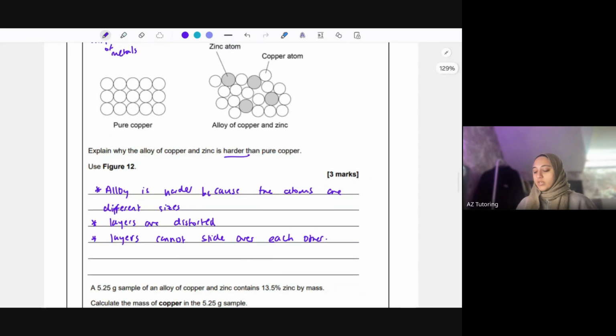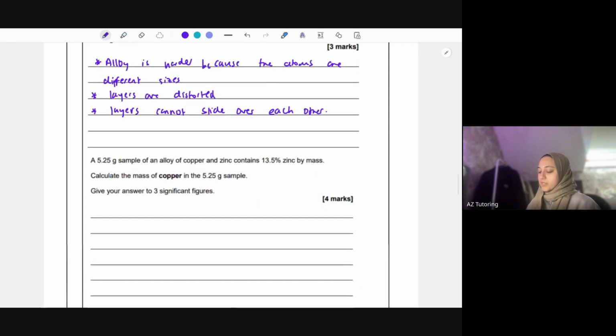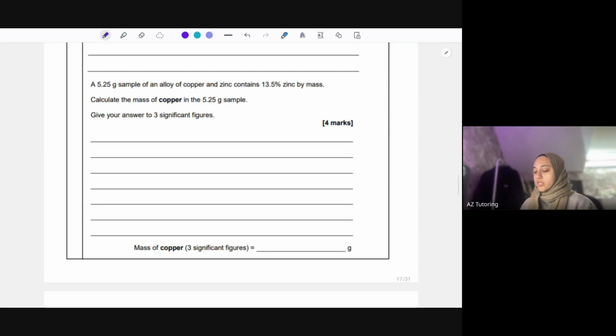You could have said it the converse way as well. You could have talked about pure copper all being the same and they slide over each other, and done the comparison that way as well. But that's your 3 marks. Okay, we've got another calculation question.